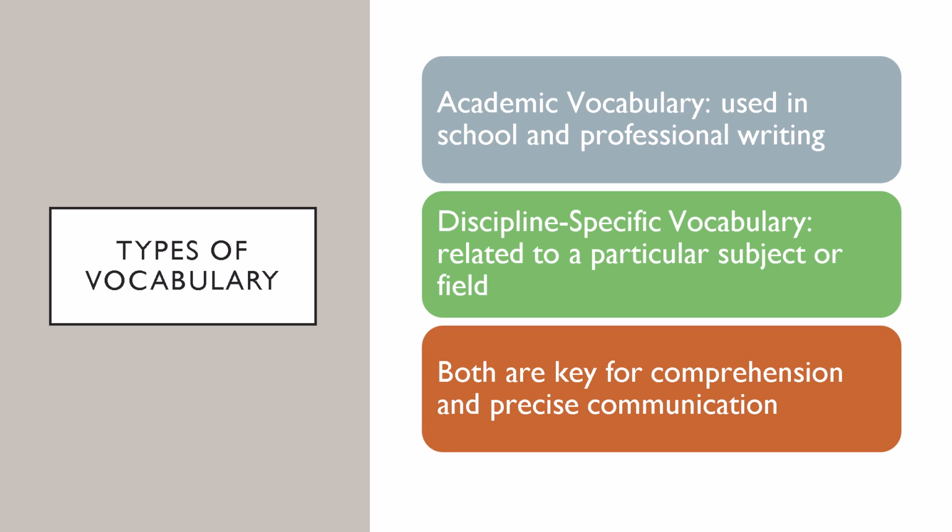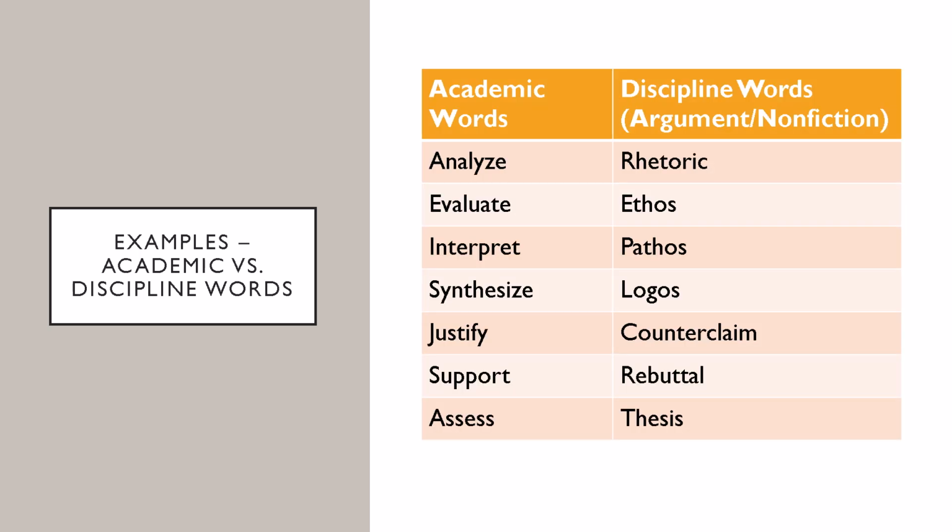And then the second thing is discipline-specific vocabulary, which is going to belong to certain subjects. So for example, in ELA, we use words like rhetoric, ethos, counterclaim, citation. And in science, we might see hypothesis or variable. So recognizing which kind of word you're dealing with is going to help you choose the right strategy to understand or to use it. So here's just a few examples of each type.